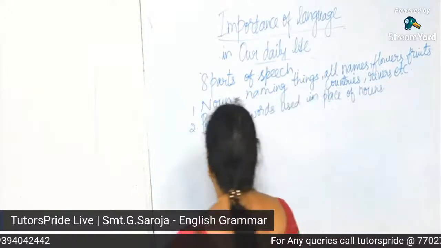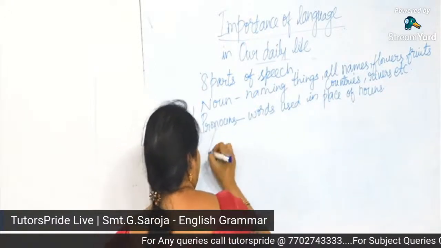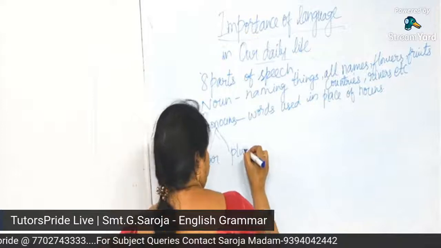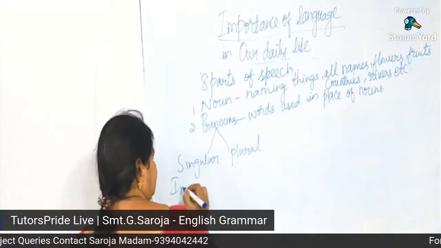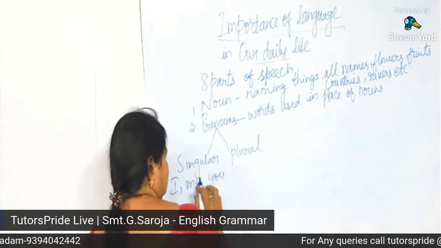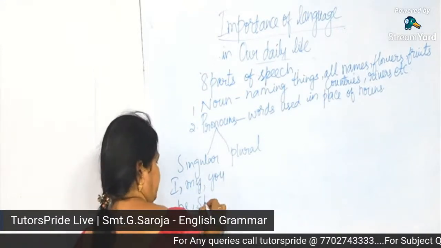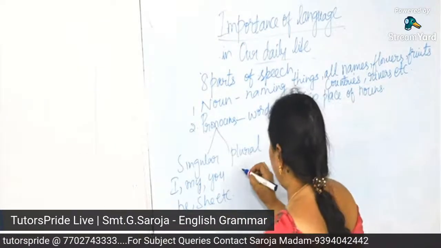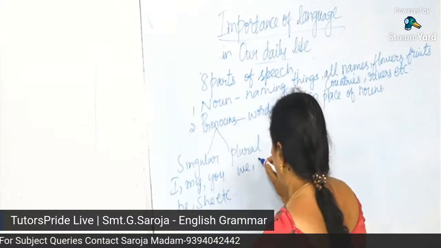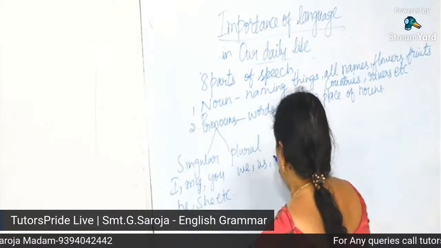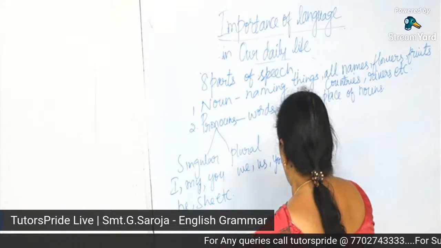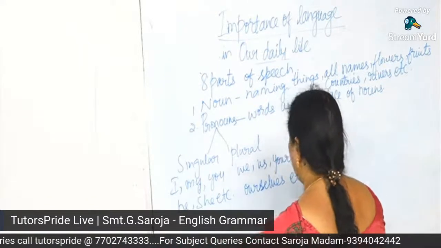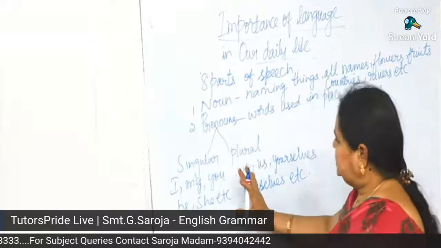Now what are these pronouns? In pronouns there are 2 categories: singular as well as plural. Singular: I, my, you, he, she, etc. And the same words we use in plural. How do we use them? I will change to we, us, yourselves, ourselves, etc.